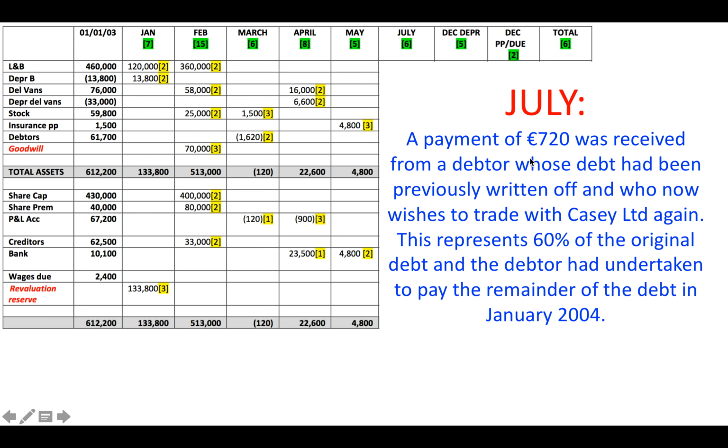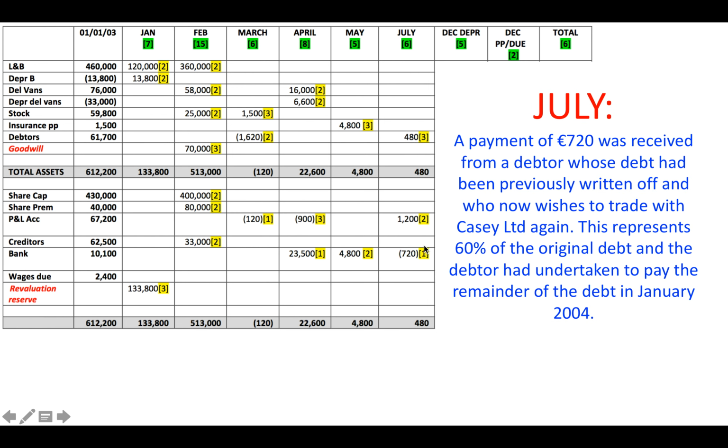So a payment of €720 was received from a debtor whose debt had been previously written off and who now wishes to trade with KC Limited again. This represents 60% of the original debt, and the debtor had undertaken to pay the remainder of the debt in January 2004. Okay, so a payment of 720 was received from a debtor. So we put the 720 into the bank. We're minusing this 720 because this is 720 coming into the bank, which is reducing the bank overdraft figure.